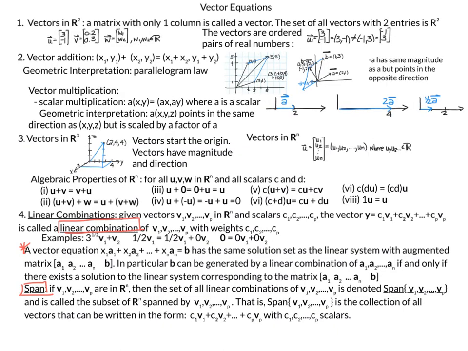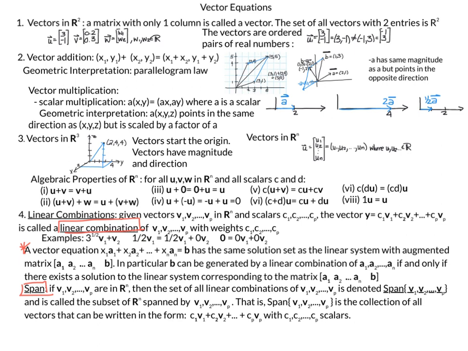To review what we've talked about in this video, we talked about vector equations first. We talked about vectors, which are one-column matrices. And we talked about R2, which is the set of all vectors with two entries. So our examples were things like (3, -1). And we said that vectors can also be written as ordered pairs of real numbers. So for example, the vector (3, -1) can be written as (3, -1).